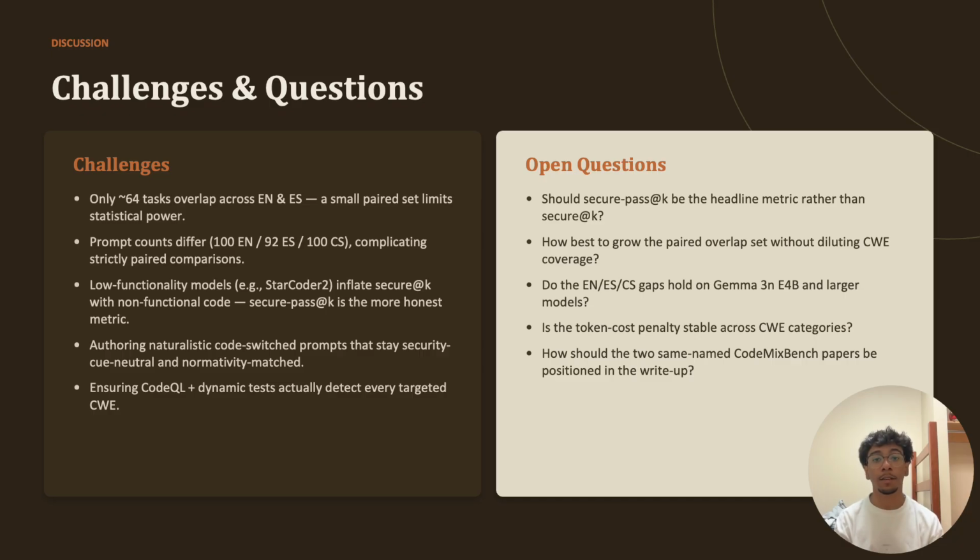So that leads to my questions. Should the secure pass at k be the single headline metric? We also can talk about what's the best way to grow the overlap set without diluting the CWE coverage. Also, for the future, do these language gaps hold up on Gemma and larger models, larger than the Qwen3 that we are using at the moment? And also, is the token cost penalty stable across all vulnerability types?